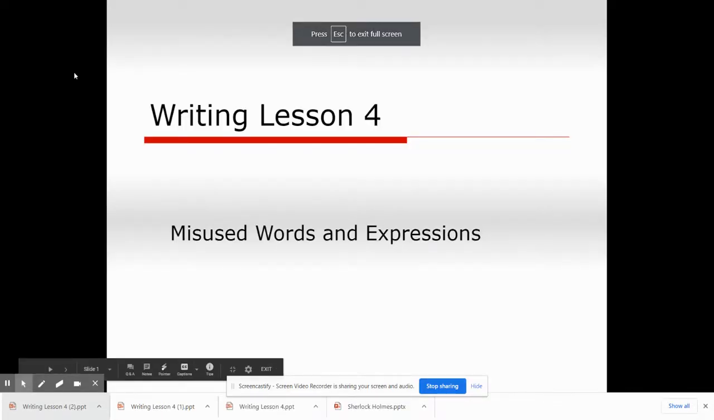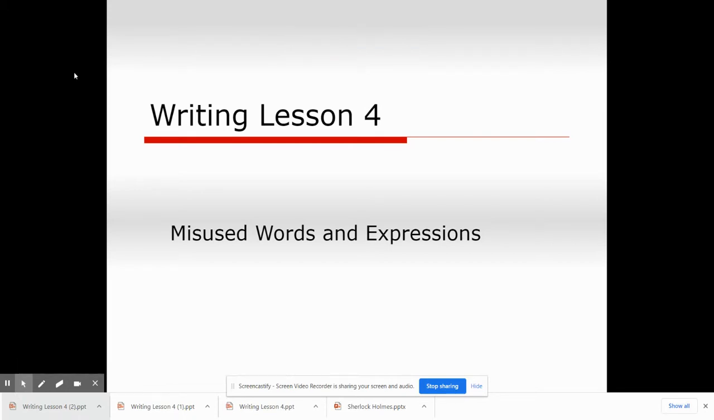This lesson is to discuss misused words and expressions so that when you go to write your essay and edit your essay, you can check for these errors.